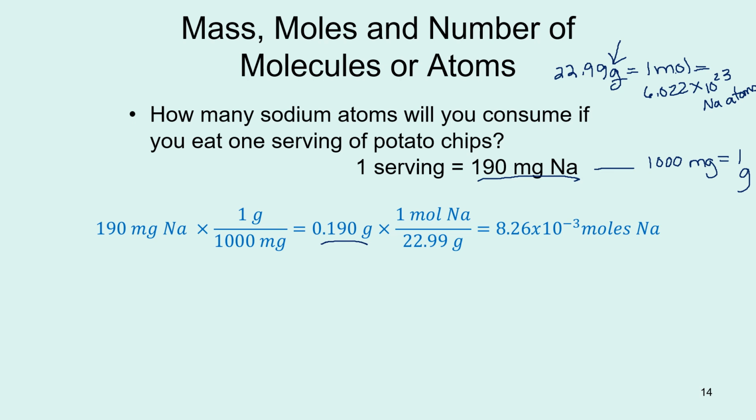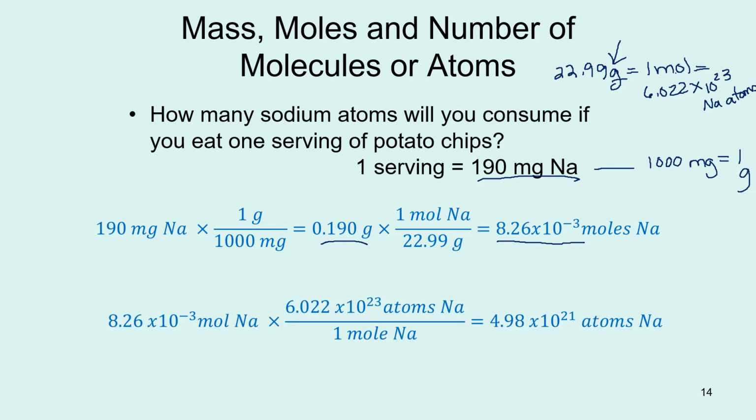Now I'm converting, actually I don't need to do this step, but I've got 22.99 grams for every 1 mole. And so I know that I have 8.26 times 10 to the minus 3 moles of sodium. And then if I take that and multiply by 6.022 times 10 to the 23rd atoms of sodium for every 1 mole, the moles will cancel, and I'll have 4.98 times 10 to the 21 atoms.